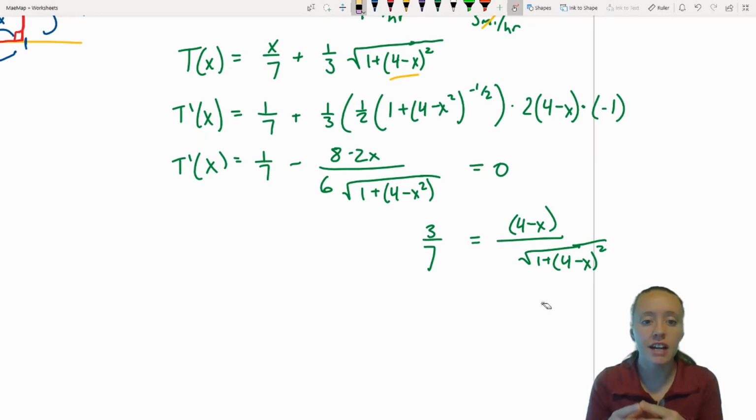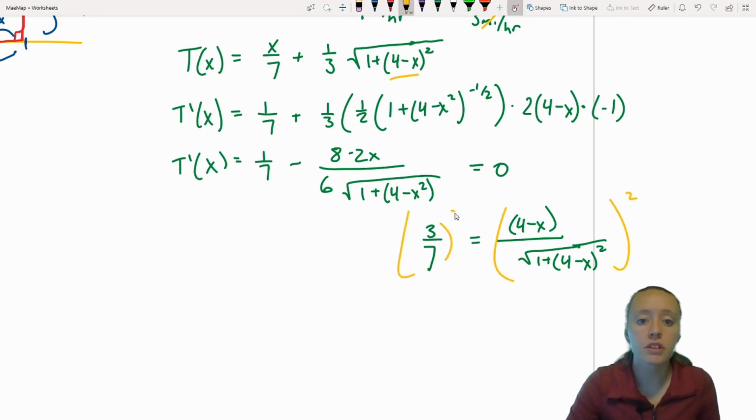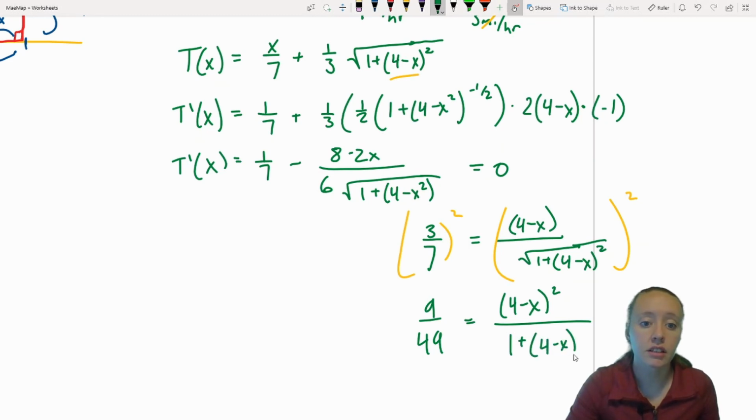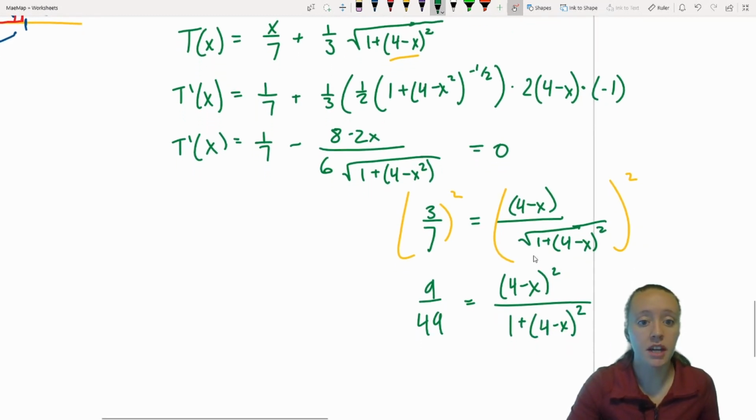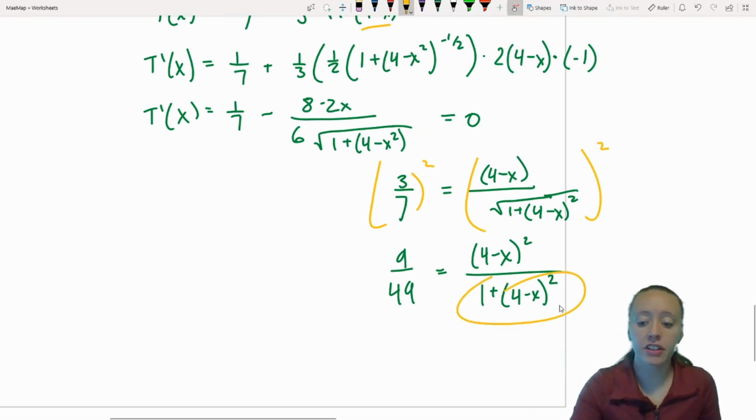I don't like having that radical in my denominator, so I'm just going to square everything and see if that gets me anywhere. So when I square both sides, I'm going to get that 9 over 49 is equal to (4 minus x) squared all over 1 plus (4 minus x), that quantity squared. Because the square root, when I square that, goes away. So now I don't have to deal with that radical, although this still doesn't look quite simplified because I still have this fairly large denominator.